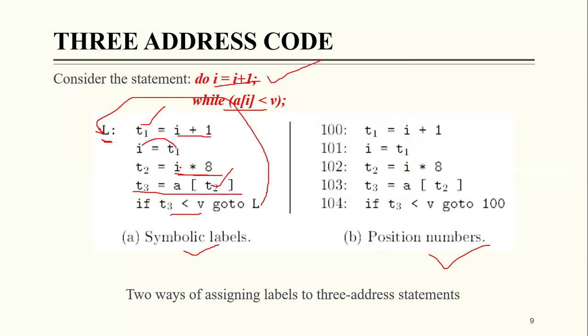From that, when we need the next element, we have to allocate the memory. For that, we calculate i star 8 and assign it to t2. Then a of t2 is assigned to t3. Again we check whether t3 is less than v. This process continues until the condition fails.